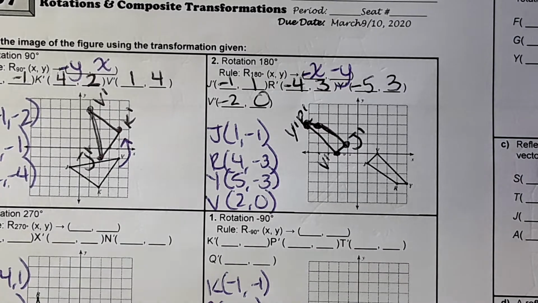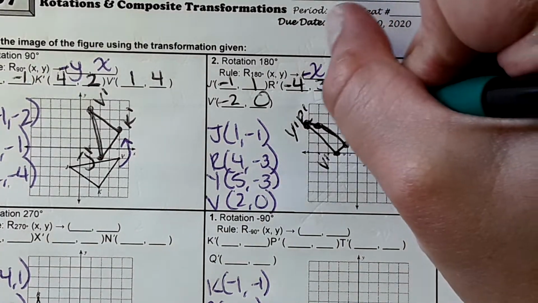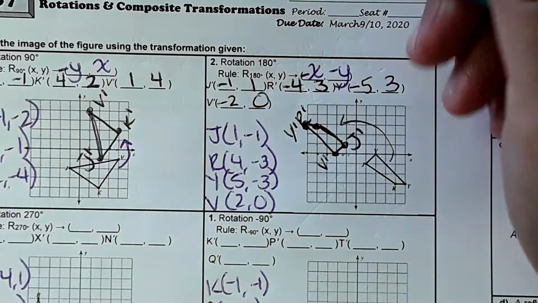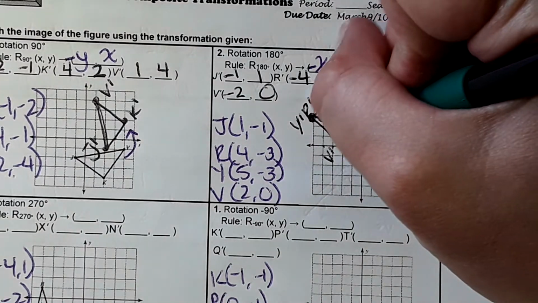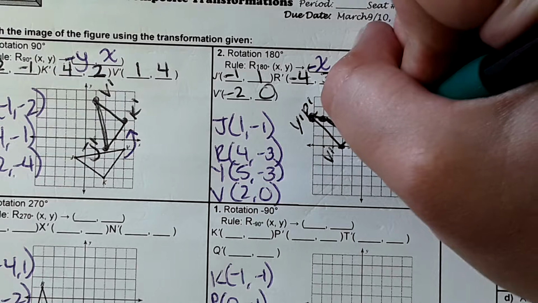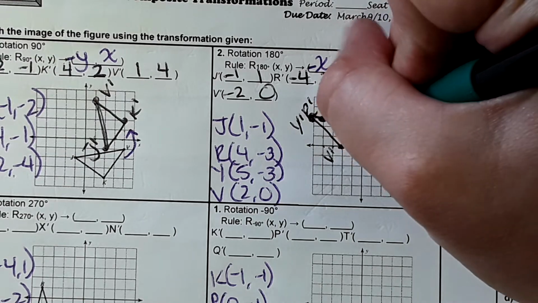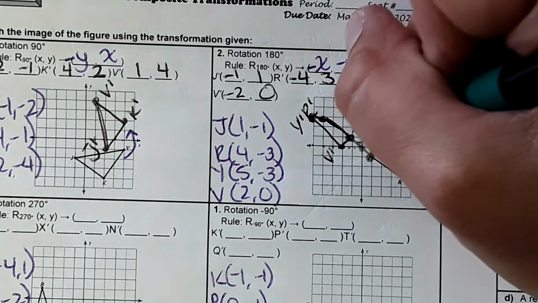Okay, so it was a 180 degree rotation, so 2 turns on the graph, so it makes sense that it would land right here. Another way you can check yourself is to take the corresponding points, maybe it's J, and draw a line through the center of rotation. It should make a 180 degree angle, which it does, so we're good.